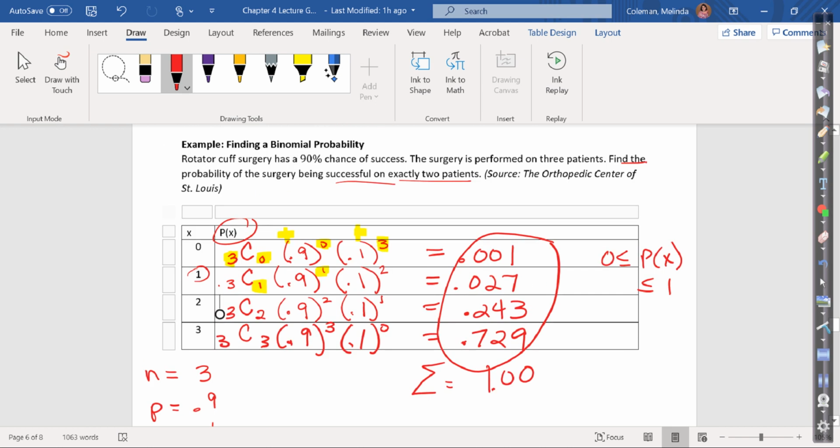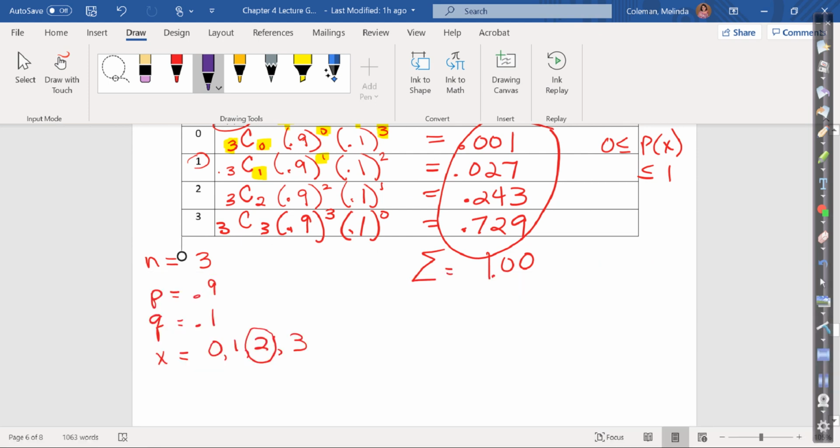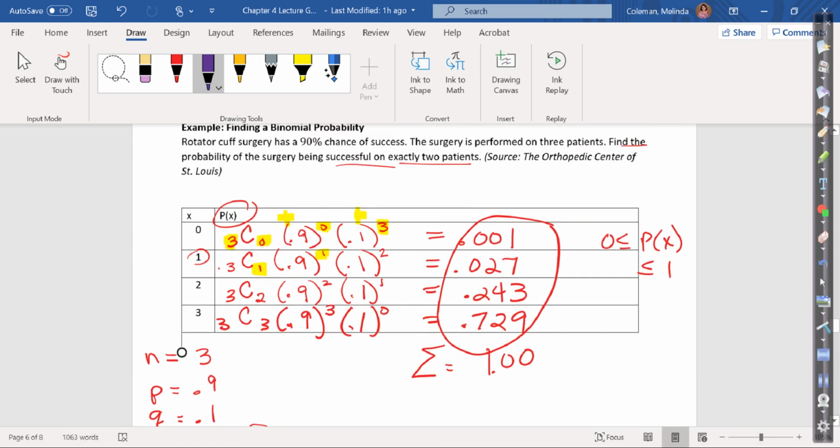So the question asked me, what is the probability of having exactly 2 patients? So exactly 2 patients here would be 2 patients. The probability that exactly 2 patients were successful, meaning the third patient was not, is 0.243. In this case, the chance of all three being successful is even better at 0.729. And that's because the success of the surgery is so high.